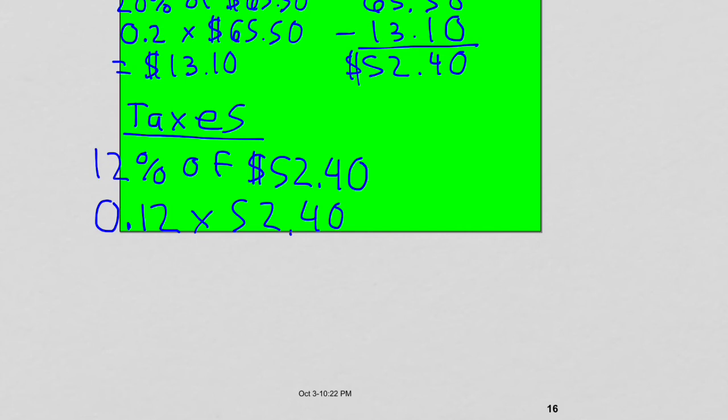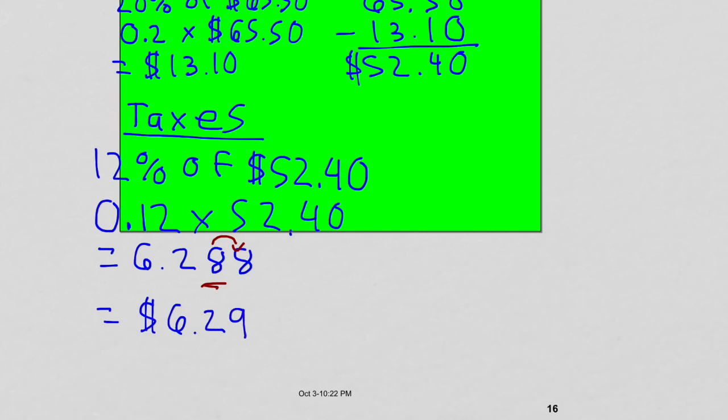$52.40. And when you work that out, you get $6.288. So we have to do some rounding here because money needs 2 decimal spots. So you look to the digit to the right. The digit to the right of the one I'm rounding is an 8. So 5 or more, you raise the score. And that's going to be $6.29 are our taxes on this sweater.